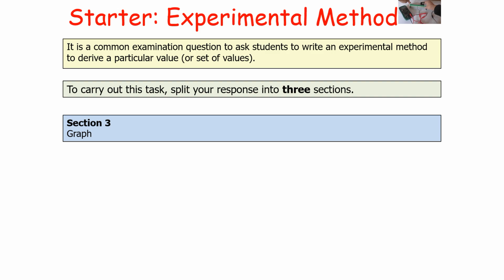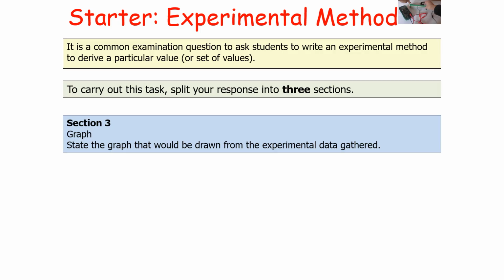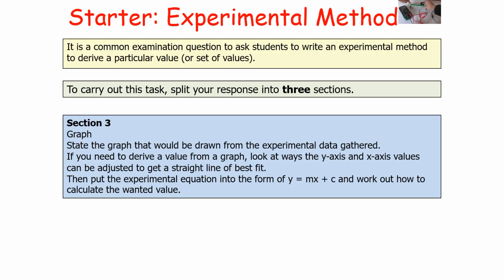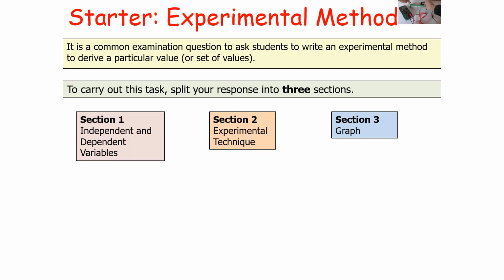The last section you've got to discuss in your method is the graph. In your method you've got to state the graph that will be drawn from the experimental data gathered. Now if you need to derive a value from the graph, look at ways the y-axis and the x-axis values can be adjusted to get a straight line of best fit. Then you can put the experimental equation into the form y = mx + c and work out the wanted values.